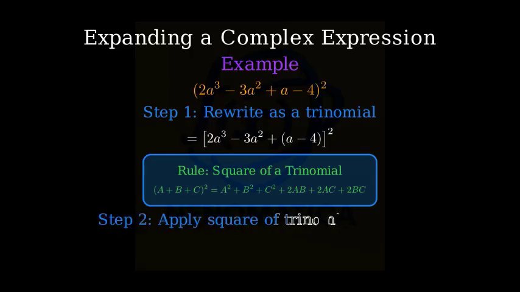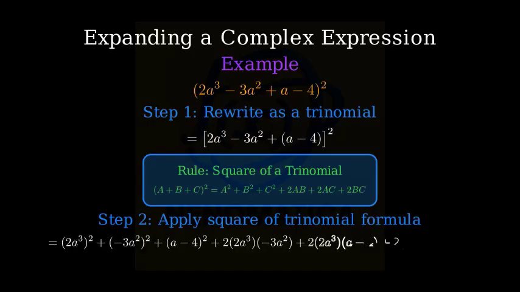So applying this formula to our expression, we get the square of 2a cubed, plus the square of negative 3a squared, plus the square of a minus 4, plus twice the product of 2a cubed and negative 3a squared, plus twice the product of 2a cubed and a minus 4, plus twice the product of negative 3a squared and a minus 4. For step 3, let's expand each of these terms.